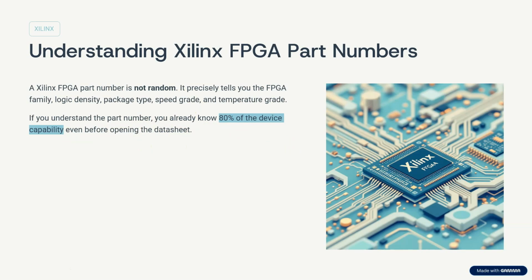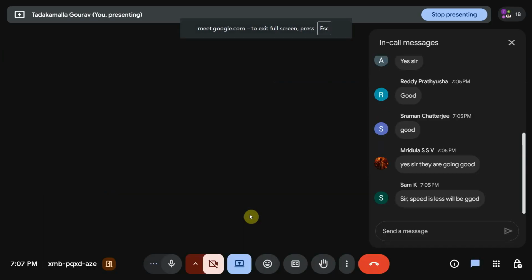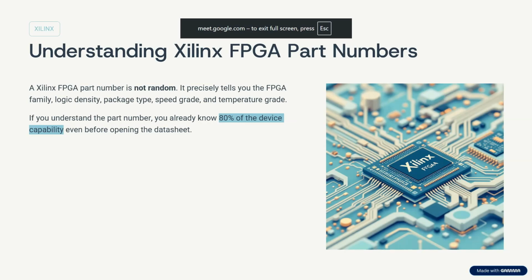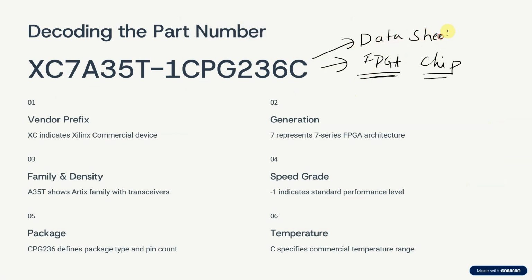Now, what is this part number? As I told you in the previous session also, this part number is like a unique identity each FPGA is going to have, right? So this is one of the examples of how a part number is going to look. You can see this part number written on the FPGA chip, or you can also see it written on a data sheet. Or if you are purchasing that particular FPGA, you can also see the part number on the specifications or on the board or the box it comes in.